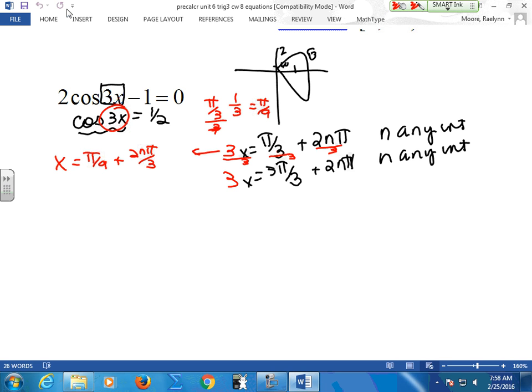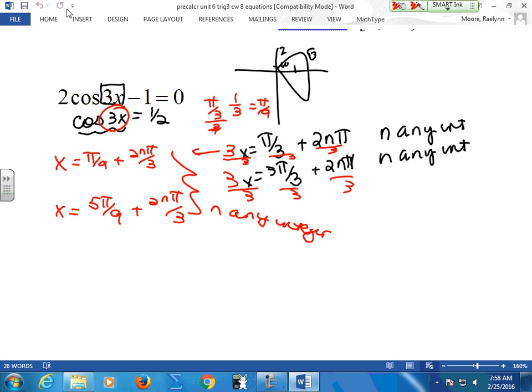Okay, good so far? And this is your general solution part. We're going to work on the solutions between 0 and 2 pi in a second. Do the same here. So x is equal to, you tell me. 1 pi over 9 plus 0 pi. Okay. And again, this is where n is any integer.